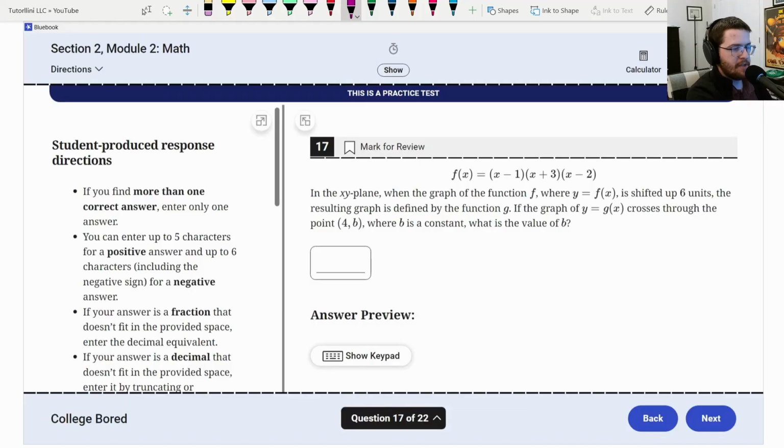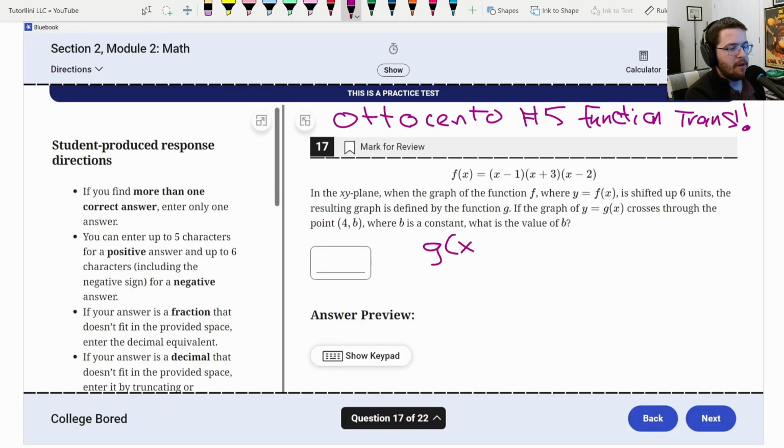Okay, question 17. Guys, I go over how to do all of this, literally this exact question, in my Ottocento number 5 on function translations. I'm just going to assume you've already watched that. All right. So to perform a function translation, we're going to use an explicitly defined function. We're going to use g of x equals f of x minus h plus k.